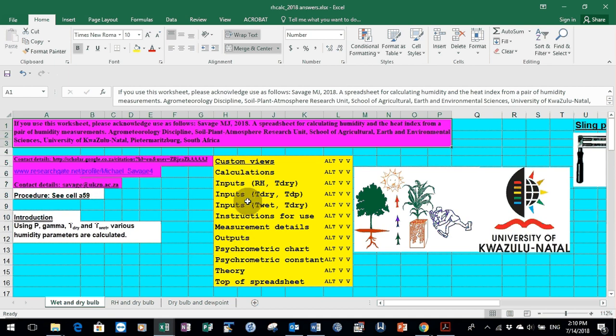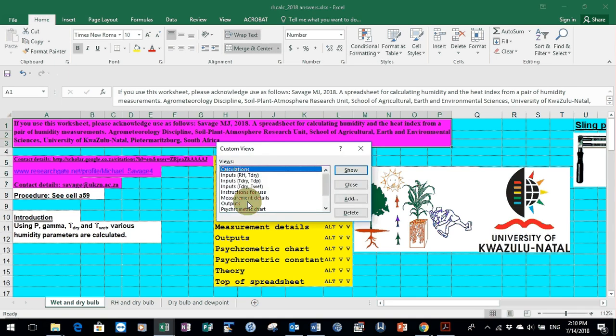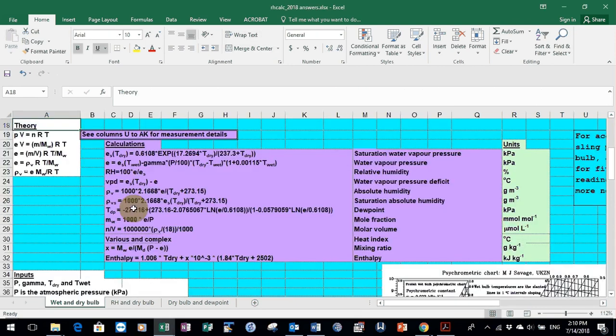The spreadsheet works on custom views, which are listed alphabetically here. To invoke a custom view, for example, to look at the theory, press Alt-V-V and then navigate down to Theory, double-click on Theory, and the theory will be displayed.